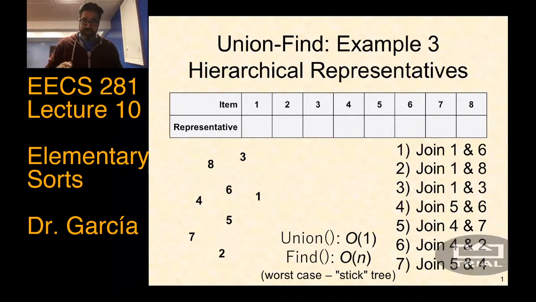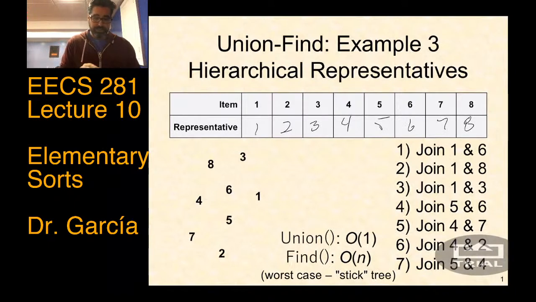If you recall, it starts out with each one of the elements, or the items, whatever you want to call them, as its own representative. So 1, 2, 3, 4, 5, 6, 7, 8. And if you recall, doing a join implies that you're doing a find on each one of the arguments to the join. You're going to do a find, and then a union. That's what we mean by join.